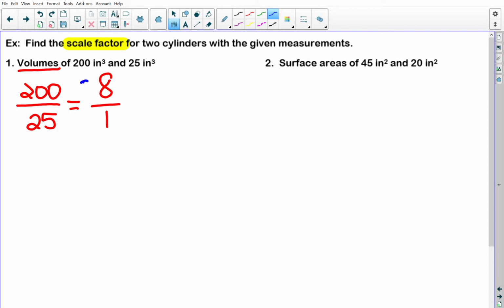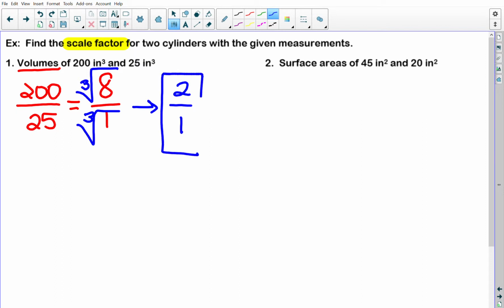So I'm going to take the cubed root of 8 and the cubed root of 1, and that's going to give me a ratio of 2/1, or a scale factor of 2/1. So that is how I get that measurement down. The next one starts with surface areas, which are second degree measurements. And I have 45/20. And I'm going to go ahead and reduce that as well.